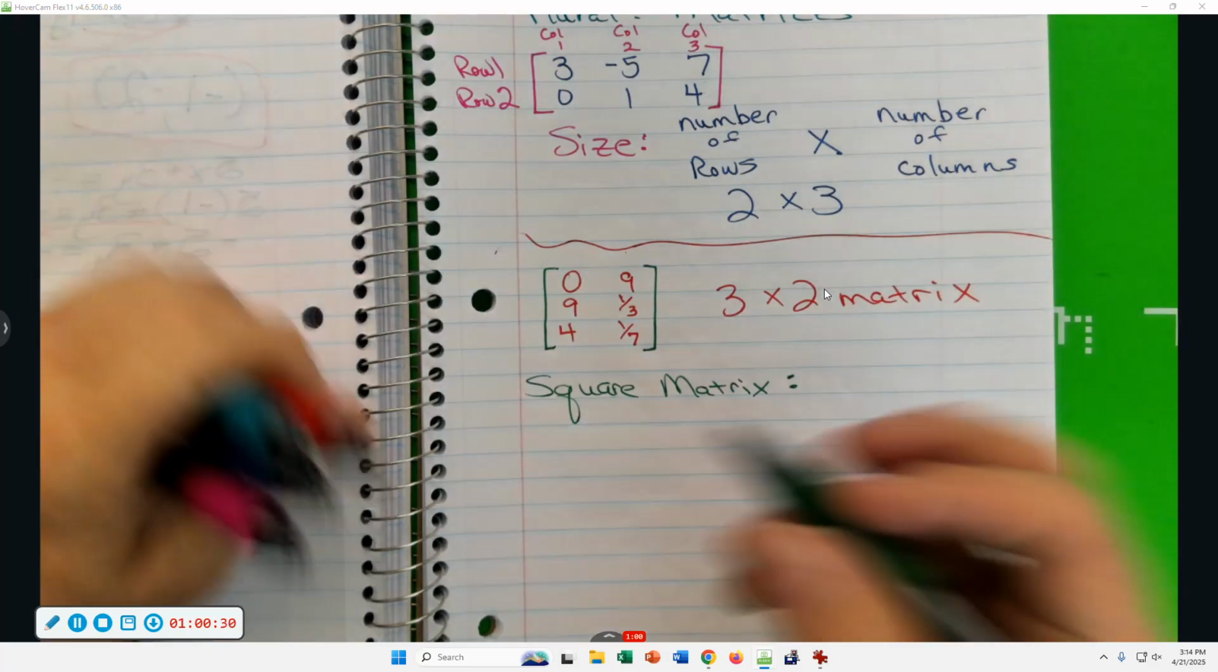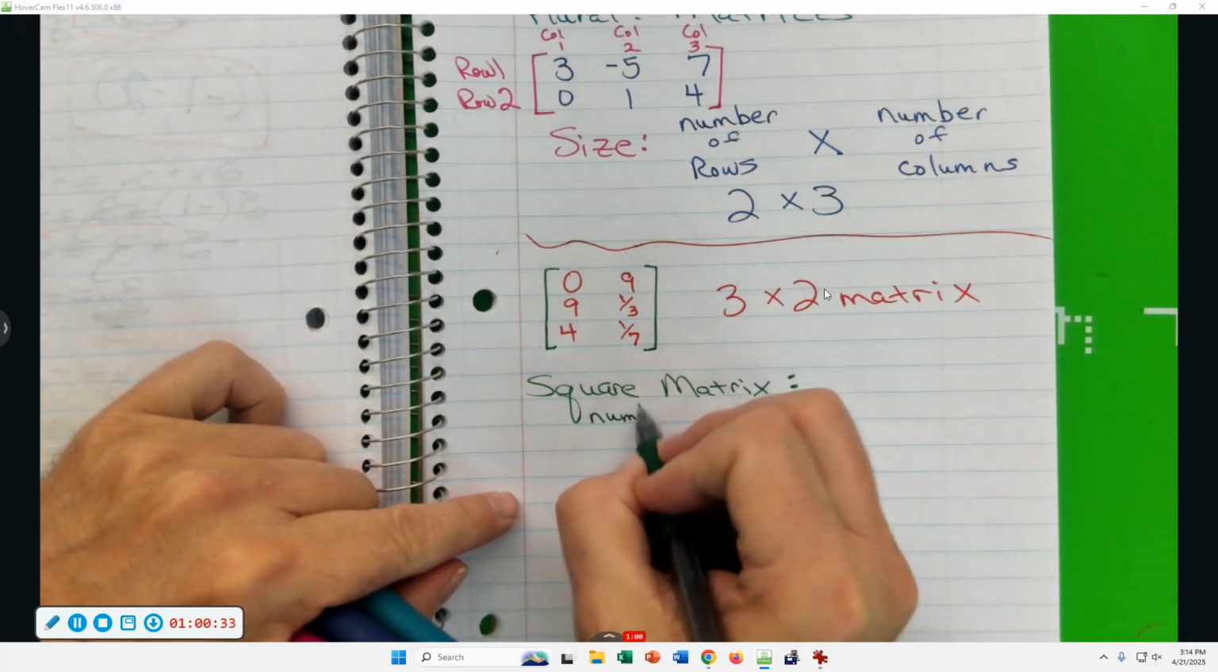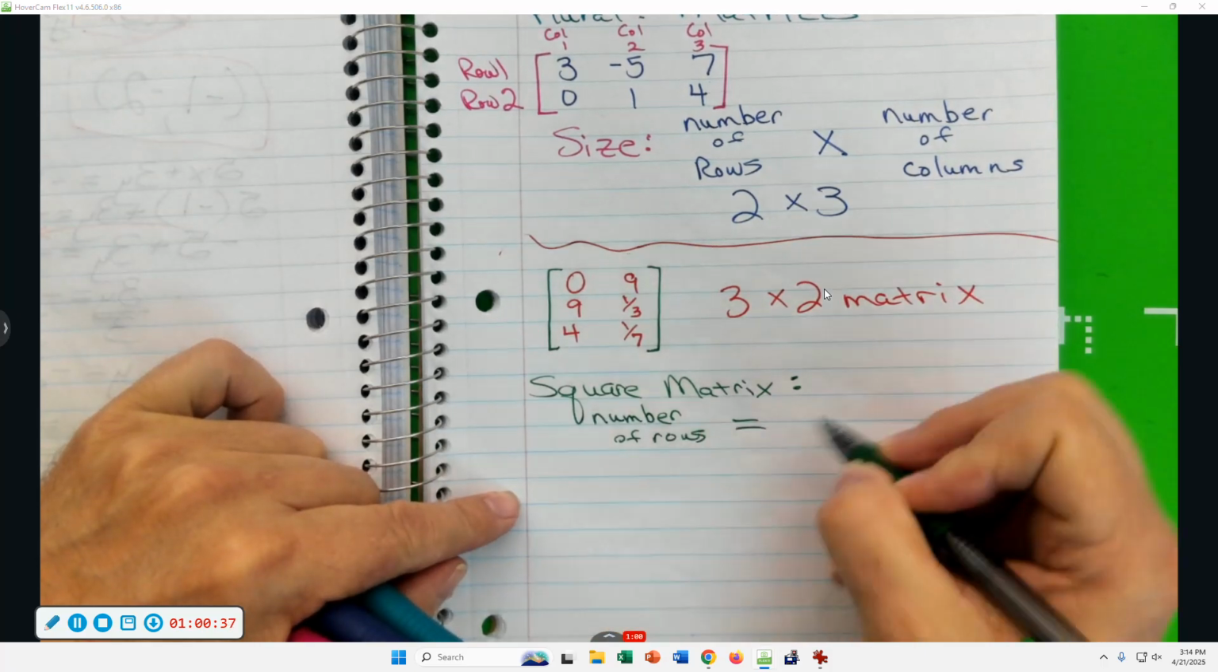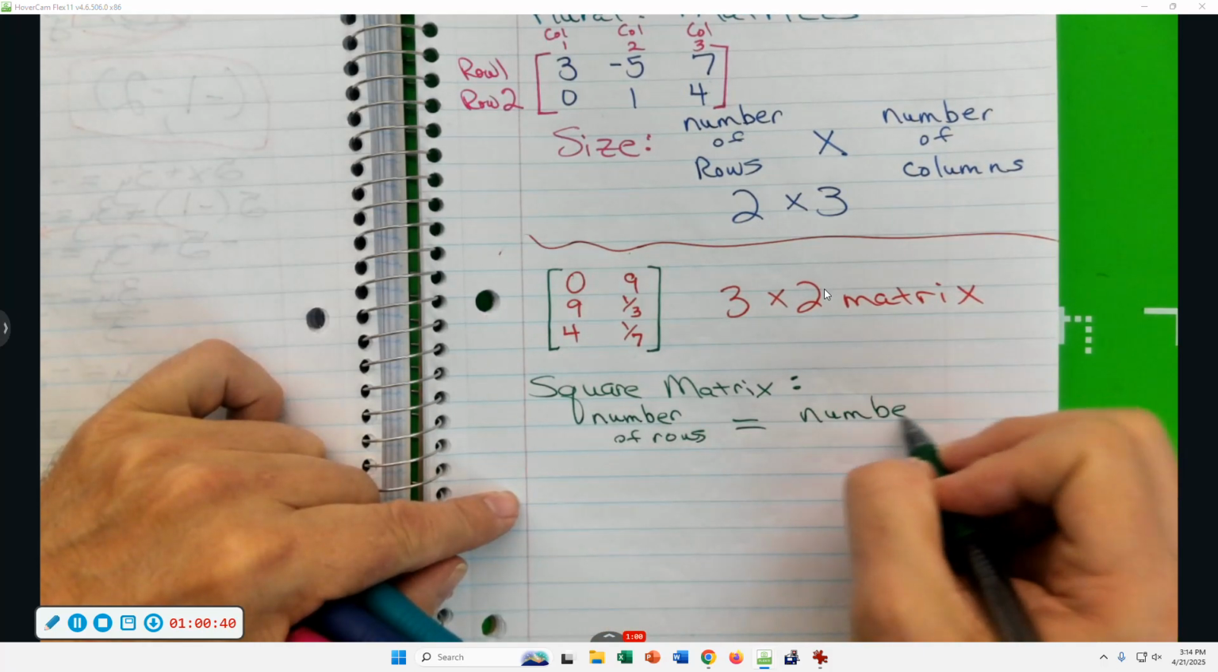Yes, the same number. Right, so the number of rows is equal to the number of columns.